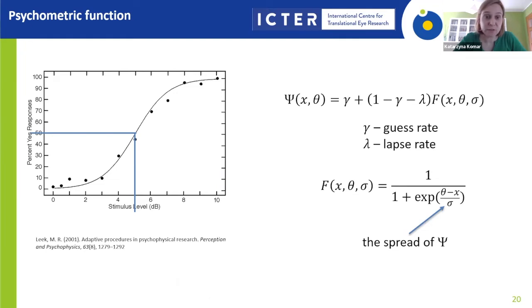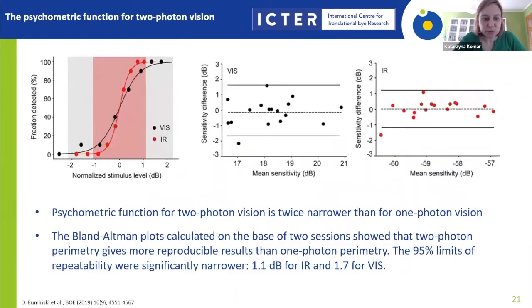This quadratic dependence of the brightness of the stimulus is connected with the spread of the psychometric function for the two-photon vision process. And it was shown by Daniel Rumiński in 2019 in BOE that it could even be measured. He measured it for himself because it was very troublesome and not easy to perform the experiment, but he showed that for the visible beam, the two-photon vision has a psychometric function twice as narrow as one-photon vision. Two-photon vision is red and one-photon vision is black here. And it means that when you are finding the visual threshold with two-photon vision, it is a more accurate method.